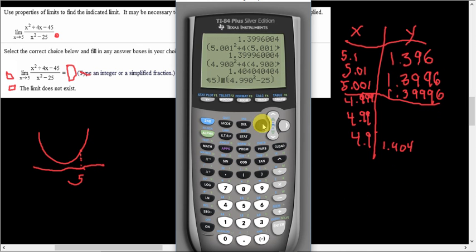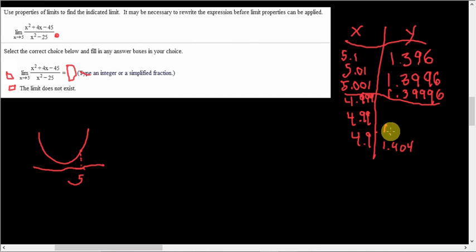I'm already at 10 minutes. I don't know if it'll let me load it. Let's see. Not very quick, is it? I think that's it. Oops. 1.40041. 1.4004.